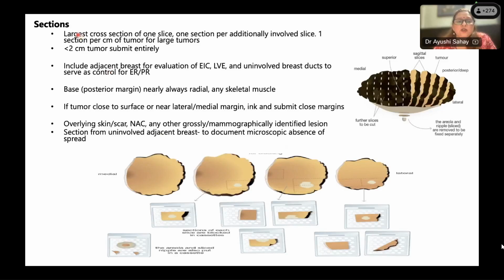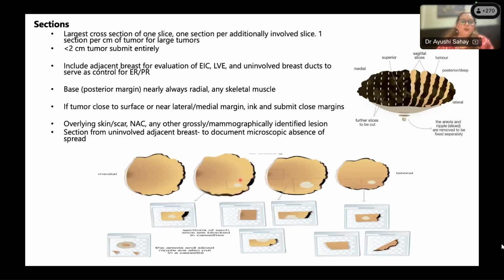Take the largest cross section of one of the slices, and in the slice that you have selected, you will take the cross section of the tumor, and additionally one section per slice. For large tumors, you can take one section per slice for the additional slices. If the tumor is less than 2 centimeter, you should submit it entirely. You have to take sections with the adjacent breast, so that various other parameters can be noted, and it also serves as control for your biomarkers.